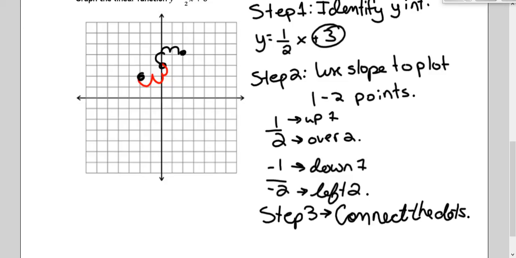So this, because it's a function, it needs to extend to all parts of the graph. So then this should be, I think, about right here. So it either needs to extend to the very edges of the graph, or you need to add arrows to it to show that it is a continuous line. Okay, and then we're going to go on to the next one.